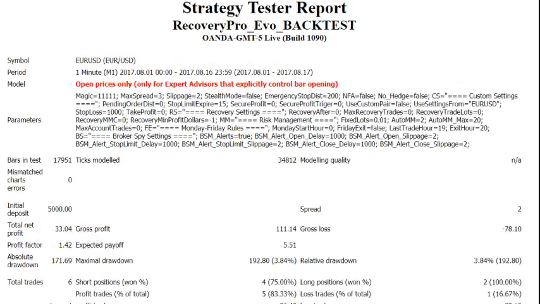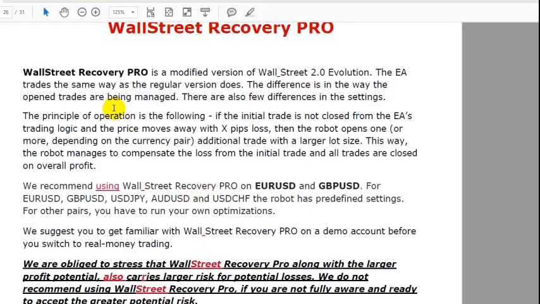Now, there is another EA you can use, and it's called Recovery Pro. It's a different EA, kind of the same. Let's take a look at it. Wall Street Recovery Pro is a modified version of the 2.0. It trades the same way, but the difference is the way the open trades are managed.